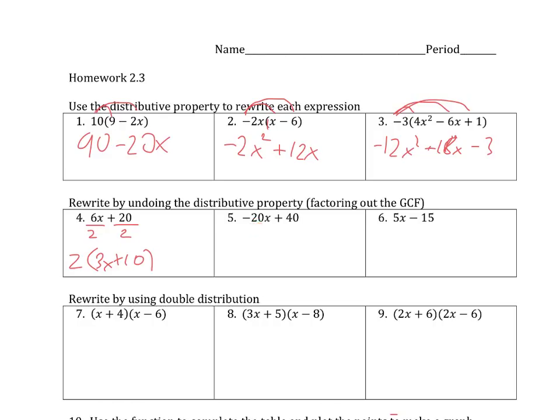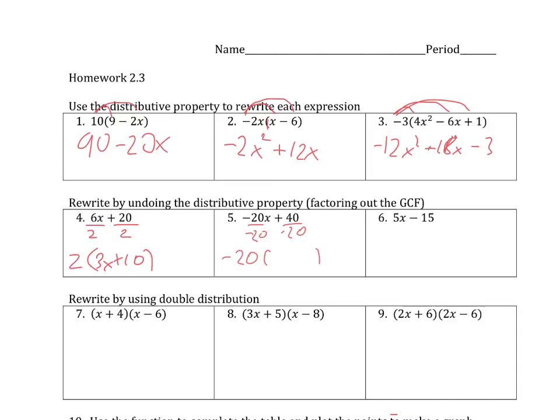Looking at number 5, we have to figure out what number goes into 20 and 40. Well, 2 goes into both, but that's not the biggest number. 5 goes into both, but that's not biggest. 10 goes into both. The biggest number we can do is 20. So I'm going to divide both of these numbers by negative 20. I noticed that there is a negative in front, and that's what we want to bring out. If there's a negative in front, you definitely want to factor that out for some future things we're doing.